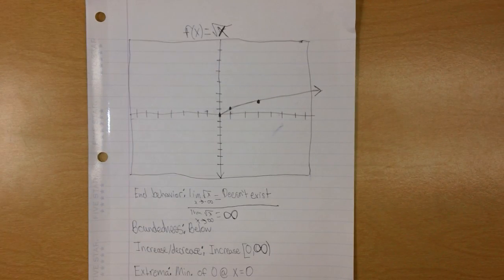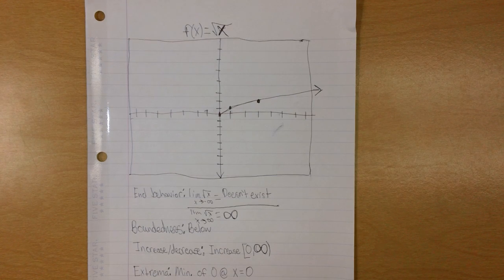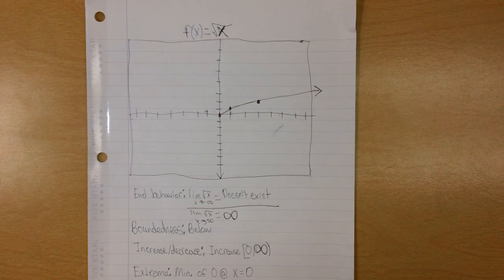Our parent function of a square root function is f of x equals the square root of x, and the graph looks like this. It is bounded below, only increasing from 0 to infinity. It has a minimum of 0 at x equals 0. The domain and range of our function is 0 to infinity, and the end behavior of x as it approaches negative infinity does not exist, and the end behavior of x to infinity is infinity.